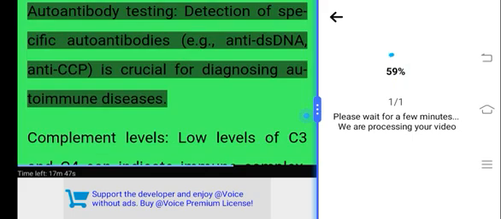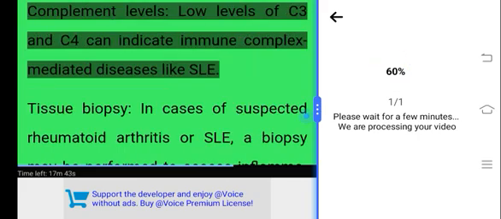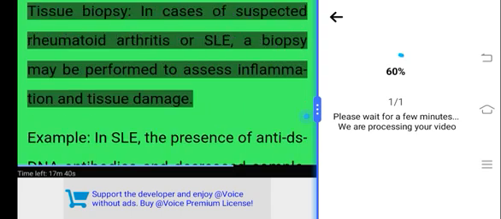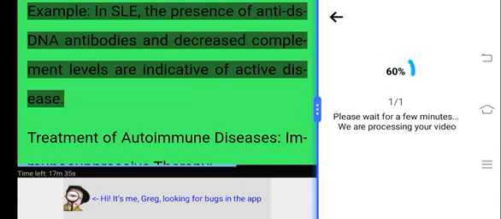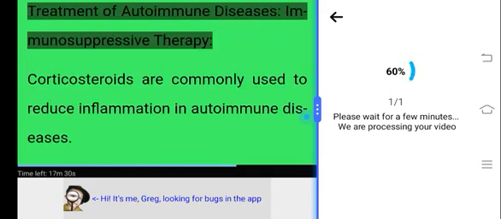Diagnostic tests. Autoantibody testing. Detection of specific autoantibodies, e.g., anti-dsDNA, anti-CCP, is crucial for diagnosing autoimmune diseases. Complement levels. Low levels of C3 and C4 can indicate immune complex-mediated diseases like SLE. Tissue biopsy. In cases of suspected rheumatoid arthritis or SLE, a biopsy may be performed to assess inflammation and tissue damage. Example: in SLE, the presence of anti-dsDNA antibodies and decreased complement levels are indicative of active disease.